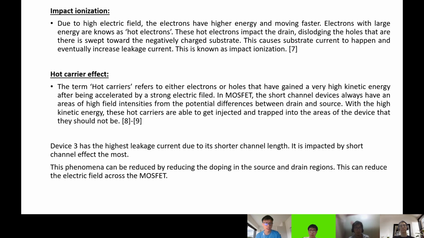Device 3 has the highest leakage current due to its short channel length. It's impacted by short channel effects the most. This phenomenon can be reduced by reducing the doping in the source and drain regions. This can reduce the electric field across the MOSFET. Next.